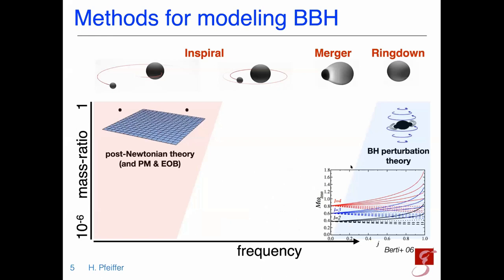In contrast, on the opposite side of things, in the ring down phase, one can do, again, analytical perturbation theory, but this time perturbations around the final quiescent black hole. And that way, for instance, come up with the frequency of various ring down modes as a function of the final black hole spin.